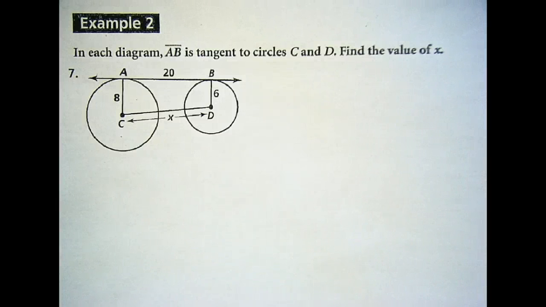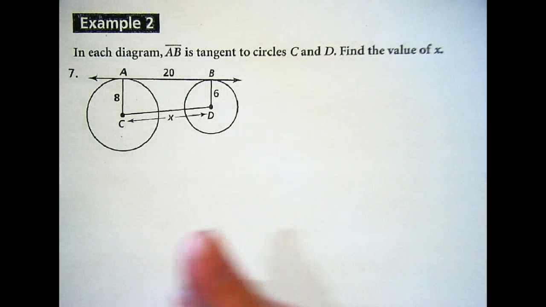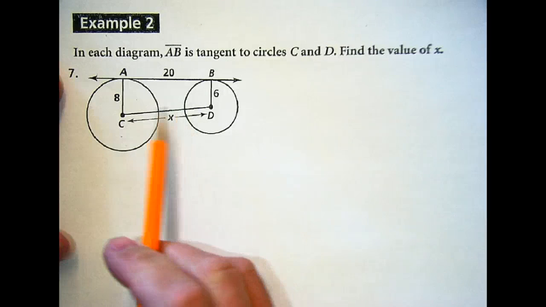Example 2. Let's move on to number 7. In each diagram, AB is tangent to circles C and D. Find the value of x. All right, I want you to give that a shot there. Talk about it. I'm going to give you the way that I see a lot of times students do this, and then I'm going to show you the correct way.